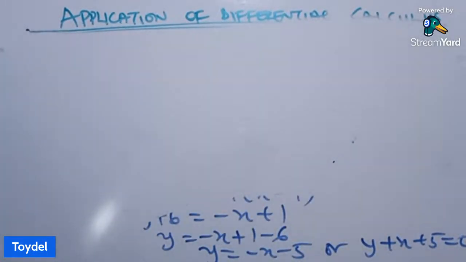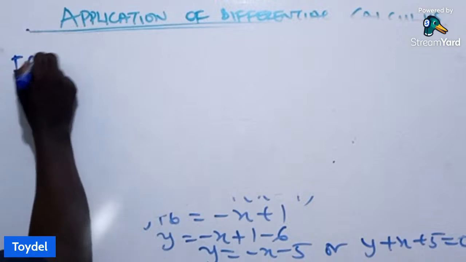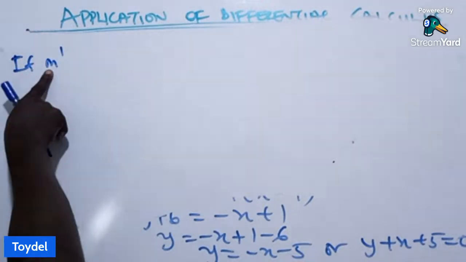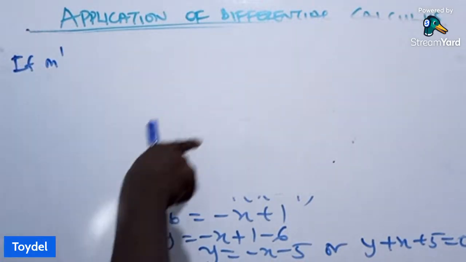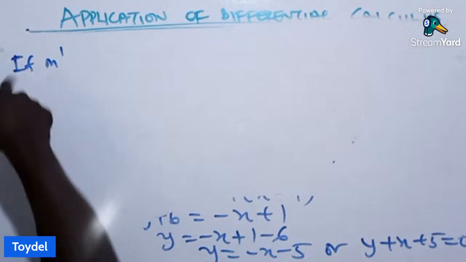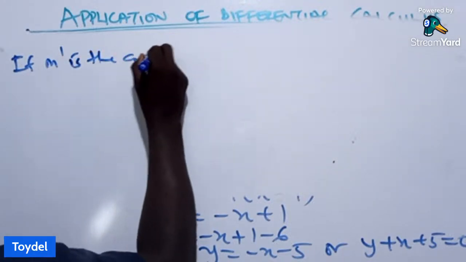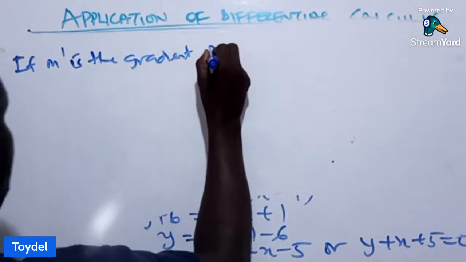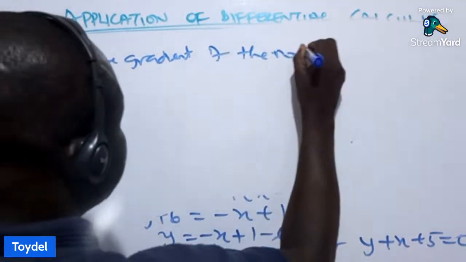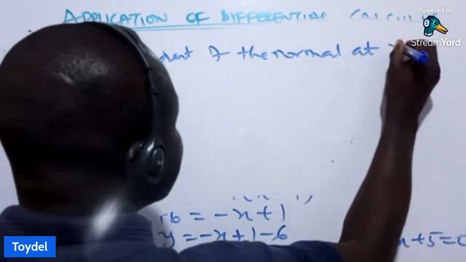So once we know that, then we can say, if m prime, we denote m as the gradient of the tangent. So let's denote m prime as the gradient of the normal to the curve at x equal to 1.